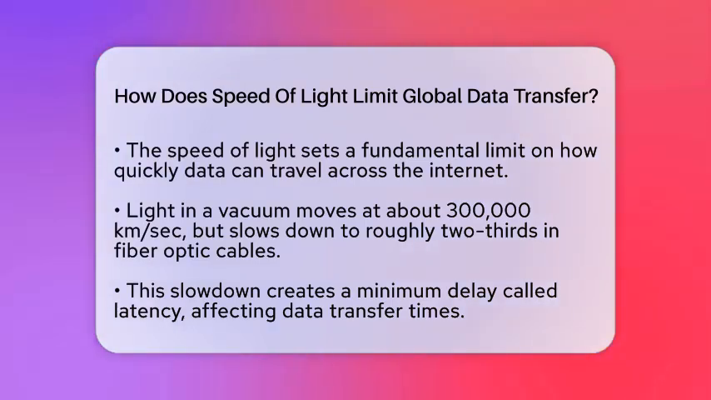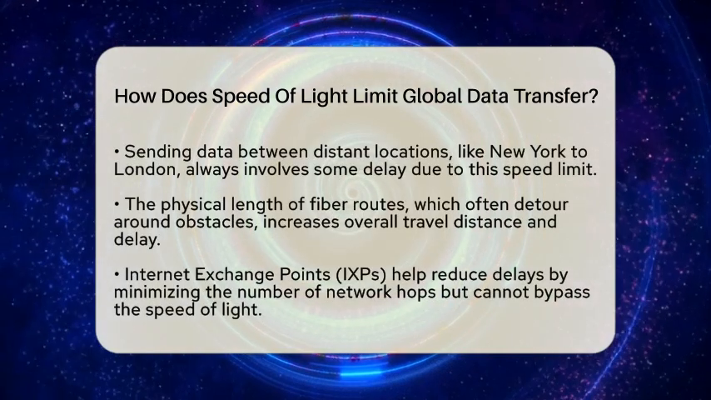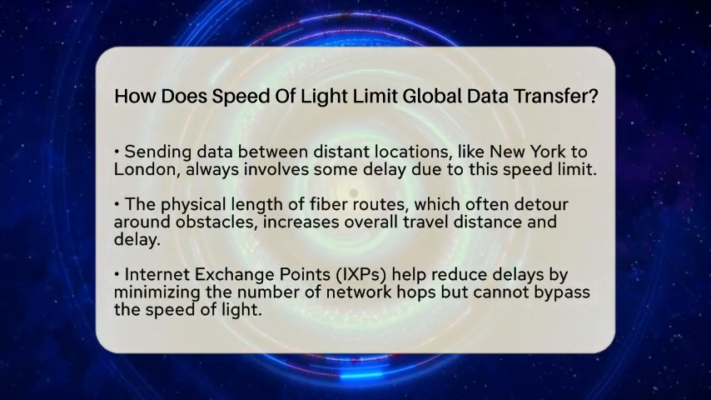When we talk about data traveling across the internet, especially through fiber optic cables, it's not instant. Light in a vacuum zips along at about 300,000 kilometers per second, but in fiber optic cables, it slows down to roughly 2/3 of that speed. This slowdown is because of the glass or plastic material in the cables. This physical fact creates a minimum delay, called latency, which is the time it takes for data to go from one point to another and back. Even if all other parts of the network are perfect, this limit still applies.